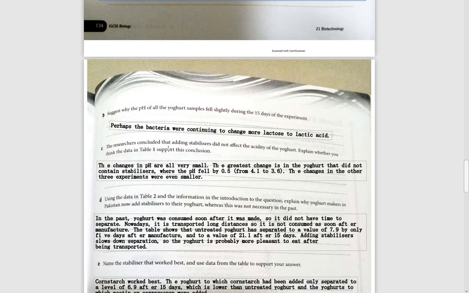Now part C. The researchers concluded that adding stabilizers did not affect the acidity of the yogurt. Explain whether you think the data in table 1 support this conclusion. The changes in pH are actually very small. The greatest change is in the yogurt that did not contain stabilizers, where the pH fell by 0.5 from 4.1 to 3.6. The changes in the other 3 experiments were even smaller.